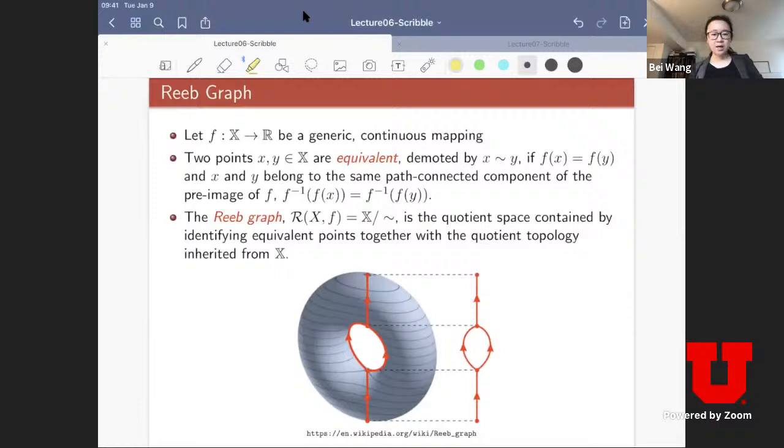Now you have a height function defined on it in this particular example. The first thing to define the Reeb graph is to define what's called an equivalence relation. Two points on the surface of my manifold, or in this case any topological space, are considered equivalent under two conditions. One, if they have the same function value, and two, if they belong to the same path-connected component of the preimage of the function. Okay, this is of course the mathematical definition.